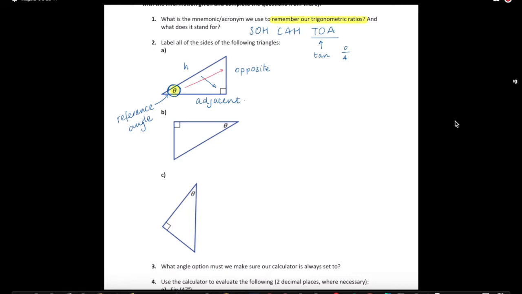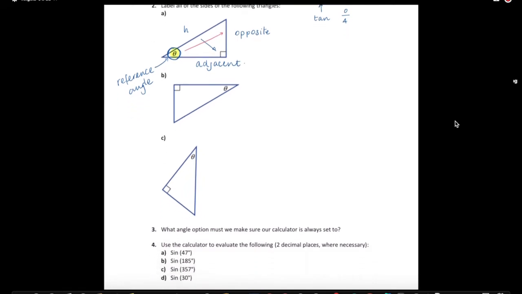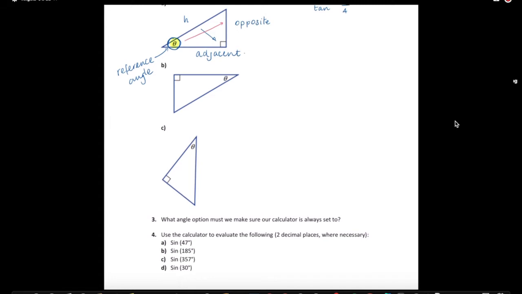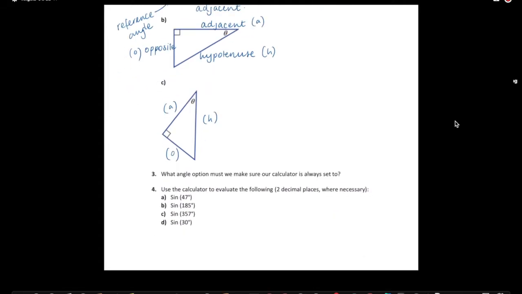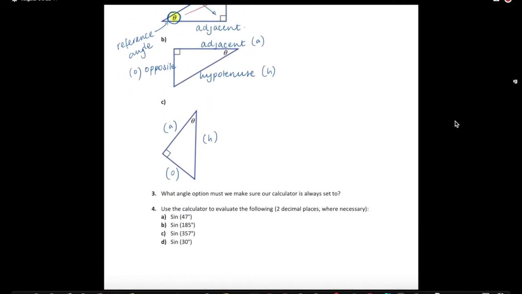So I'm just going to quickly go ahead and label the sides of these right angle triangles as well. So I'm going to start writing adjacent and hypotenuse and opposite. So A represents adjacent, H represents hypotenuse, and O represents opposite.